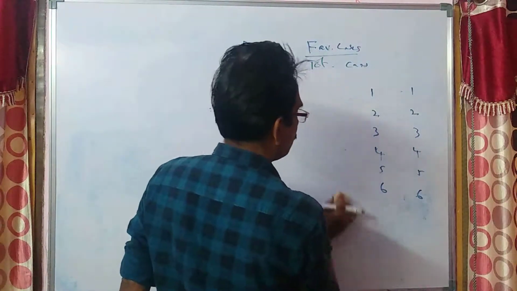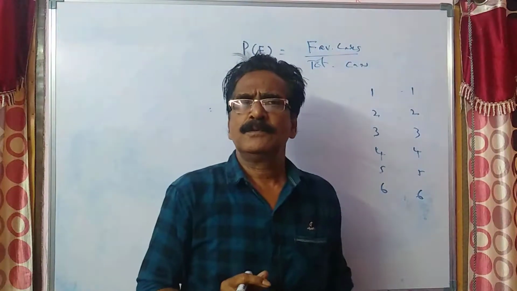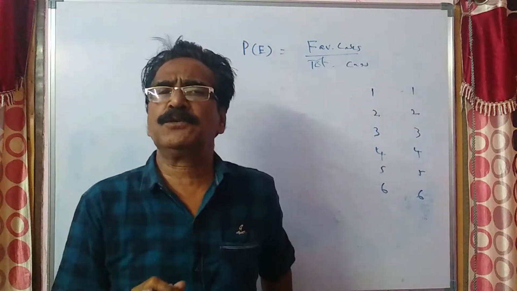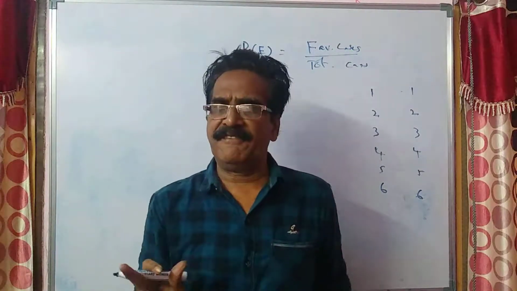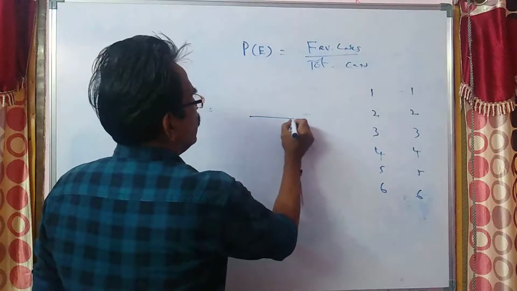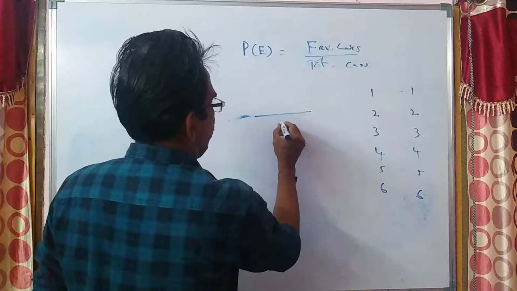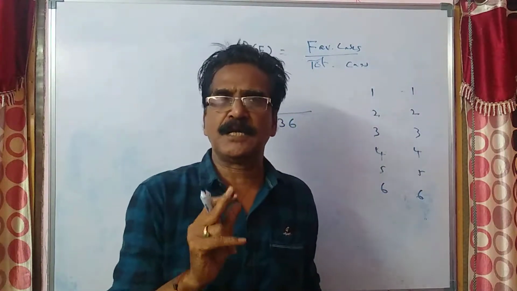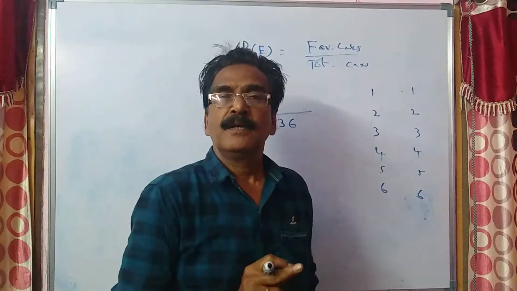Two dice are thrown. What is the probability that the sum on the two dice is 7? That is our next problem. So here, total number of cases: 6 squared, that is 36. Two dice are thrown, 6 squared, 36.